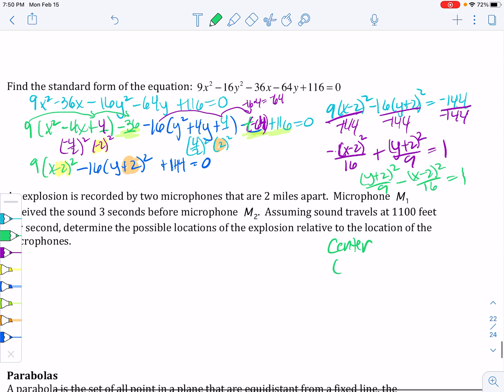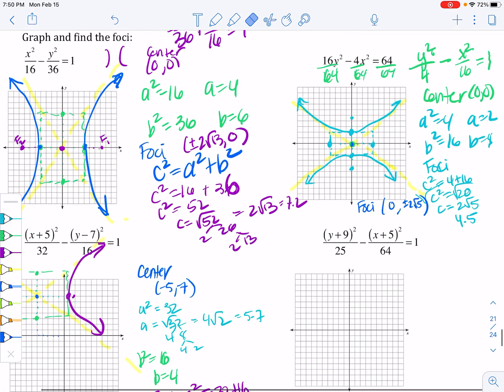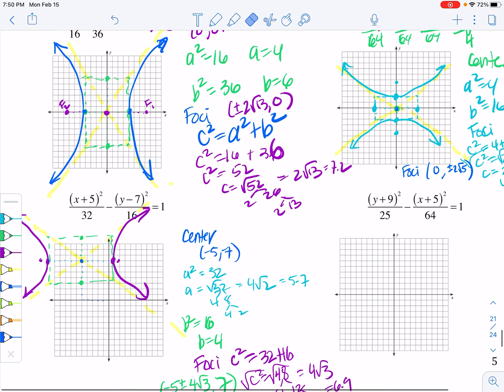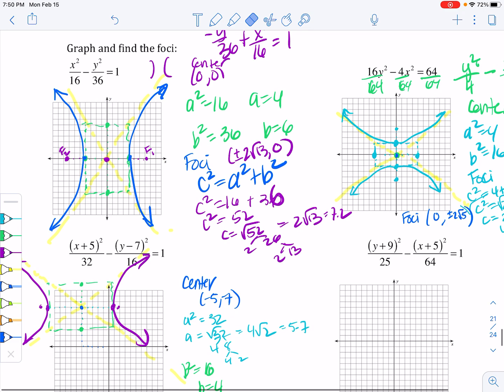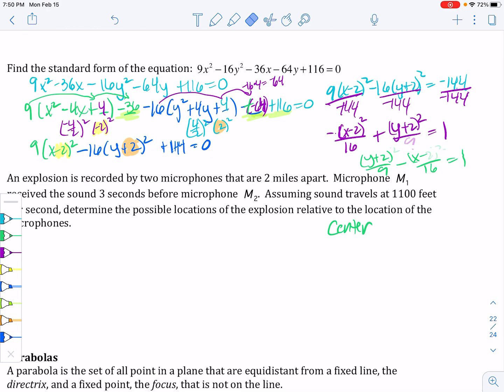So our center is at negative 2, pause, nope. Oh, I bet I did that wrong on a whole bunch of them. Oh, conveniently I did not. Oh, good. This is something to be careful of.